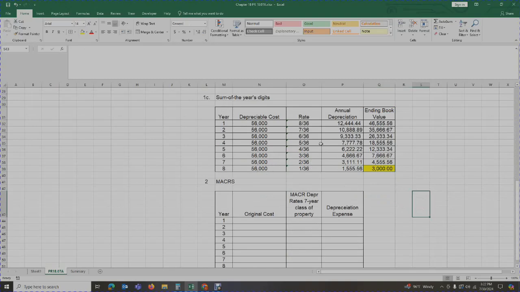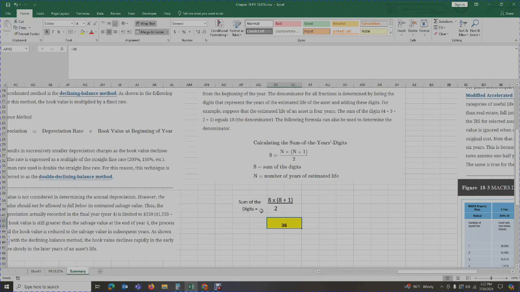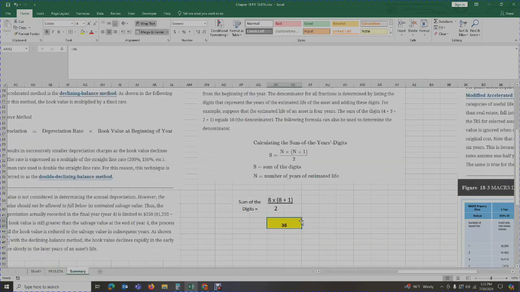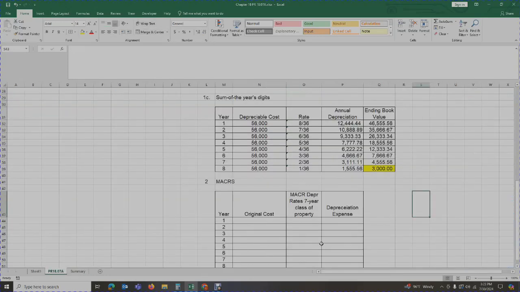So that is the sum of the year's digits. Remember, to calculate the sum of the digits, that would be your denominator. Your numerator would be how many years are pending. So for year number 1, the entire 8 years are pending to be depreciated. For year number 2, 7, 6, 5, 4, 3, 2, 1. The 36 will remain constant for all of them, and that is the number that you calculate using the formula for the sum of the year's digits. So fairly straightforward.